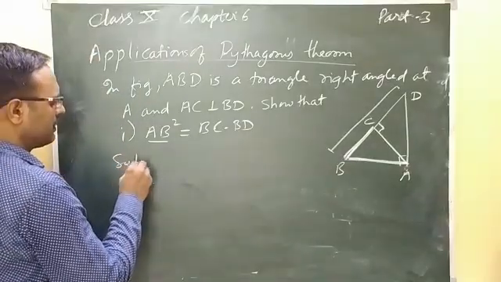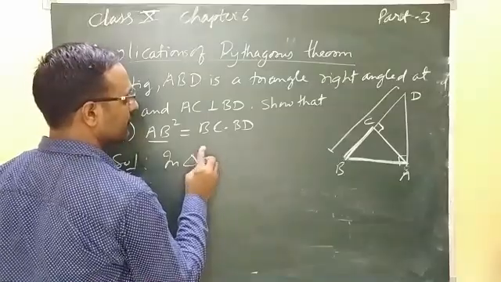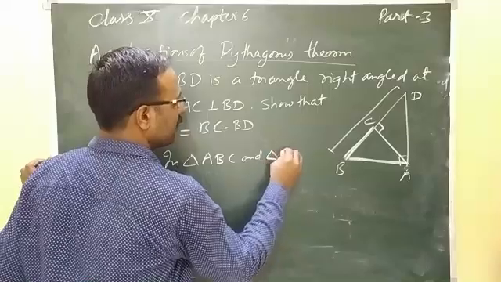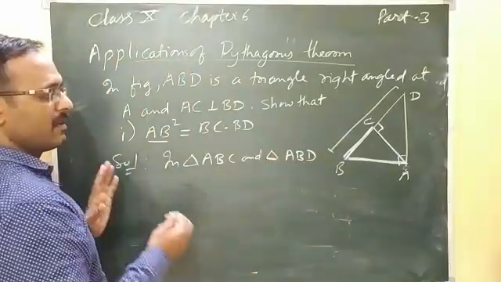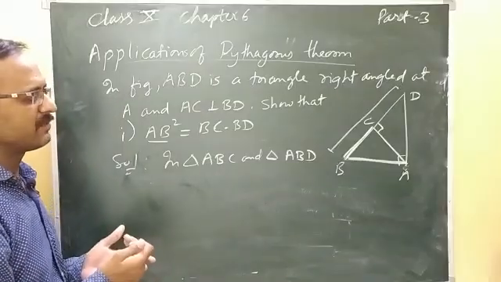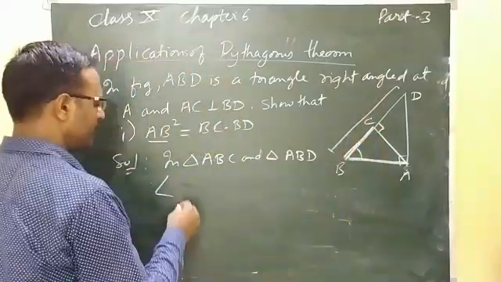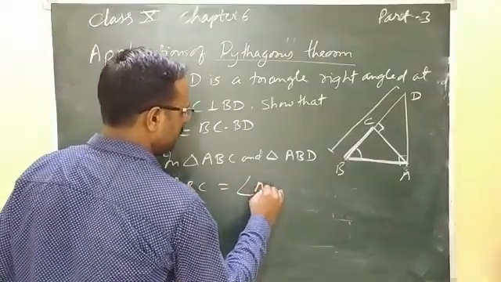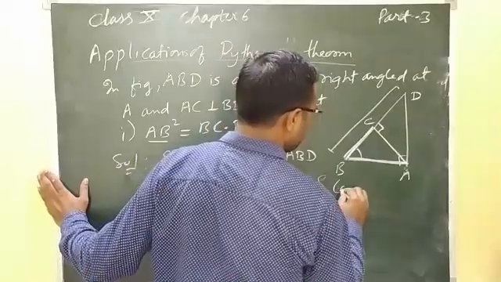So in solution we will write, in triangle ABC and triangle ABD, in these two triangles we have to prove these two triangles as similar. So which angles will be equal? Angle B is common in both the triangles, so we will write angle ABC is equal to angle ABD. As we know, they are common angle.